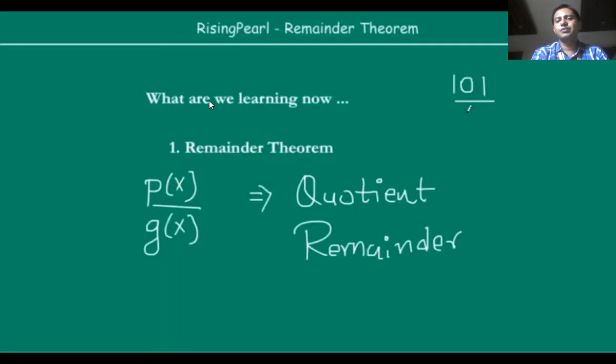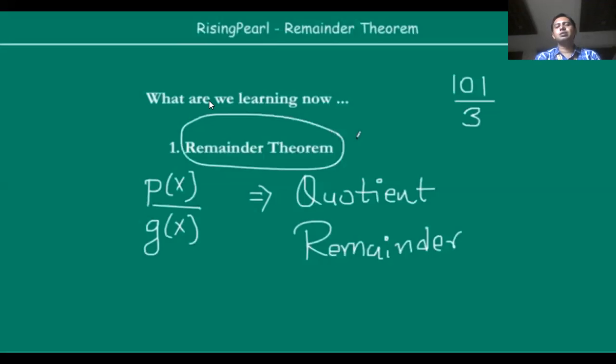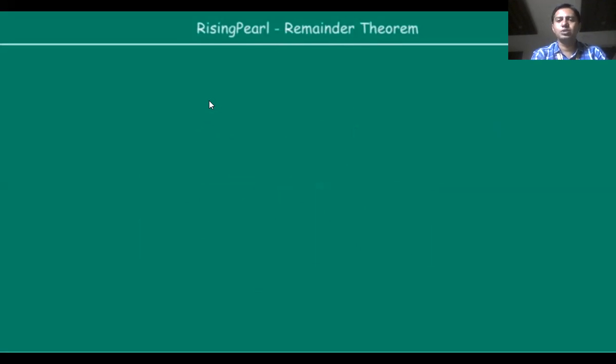So if we are dividing 101 by 3, then 101 is our px and 3 is gx, that is dividend upon divisor. This will help us to find out the remainder, which is the remainder theorem. If only the remainder is asked, we'll apply the remainder theorem in the question. Whenever we divide a polynomial of degree 1 or more than 1 by a polynomial of degree 1, we'll get a quotient and a remainder. To get the remainder, we'll apply the remainder theorem.